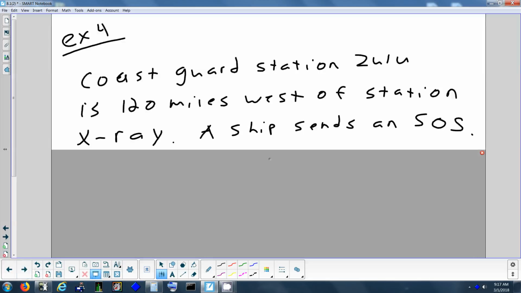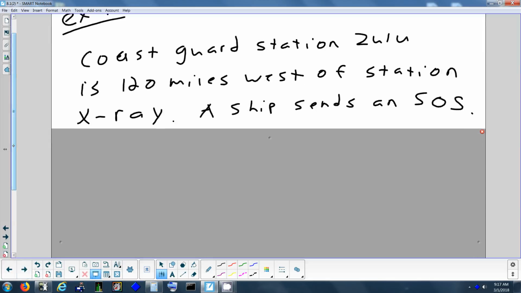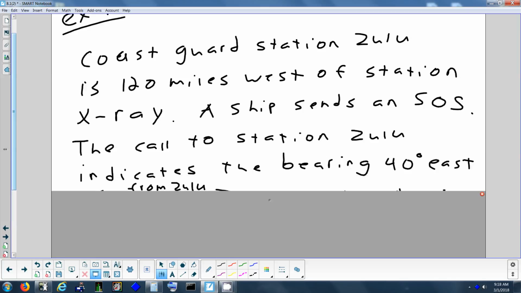And it says here that a ship sends out an SOS. For our purposes, you don't really have to think about all the details, but pretend the GPS isn't working on the ship. It's nighttime, so they can't see any landmarks. It's cloudy, so they can't see any stars. They have no way to navigate. All right? But they have a radio, so they send out a signal.